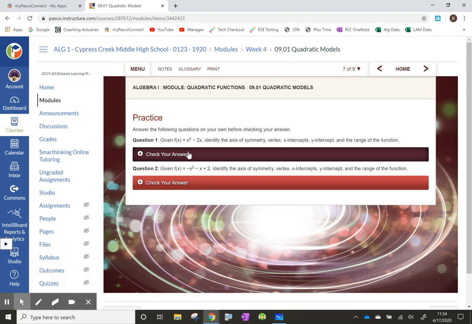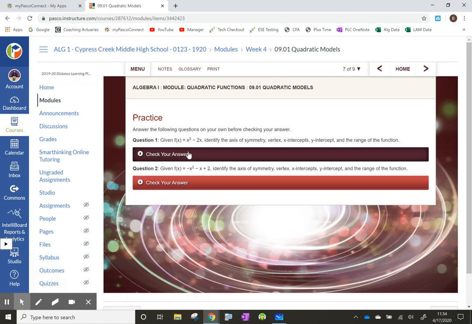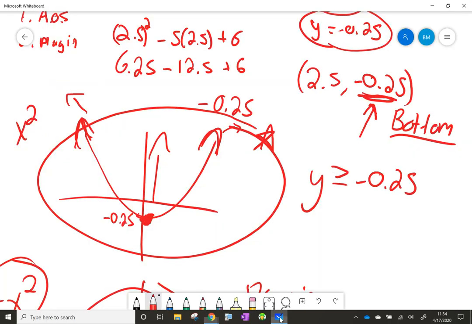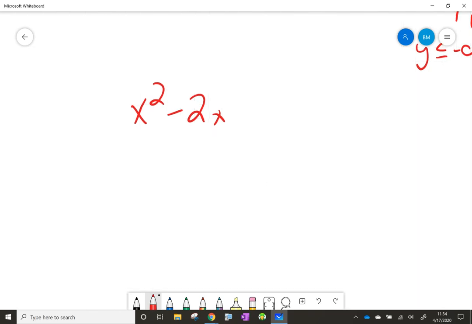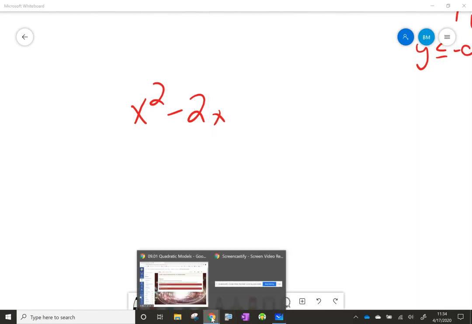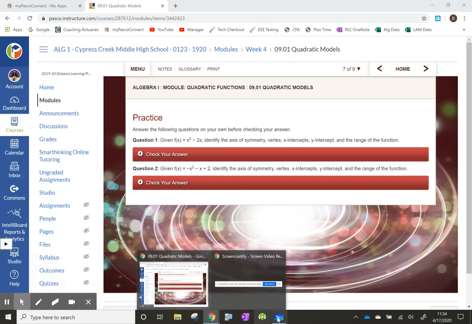I mean, there are these functions as well. So it's still kind of the same thing. x squared minus 2x. Let's look at that real quick. So it's asking for us to find a lot of things. It wants us to find the axis of symmetry, vertex, x-intercept, y-intercept, and range. So let's do all that.